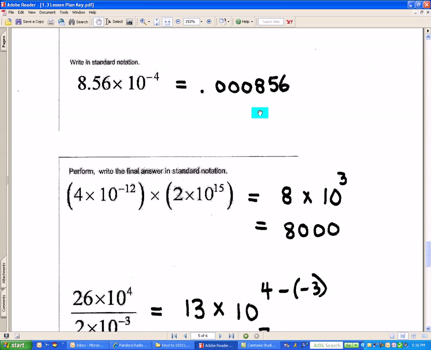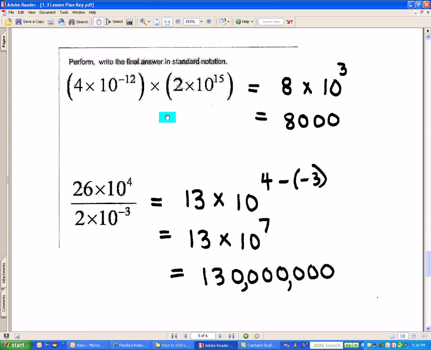0.000856. So a very good rule of thumb, when you're using scientific notation in either direction, when the power on the 10 is negative, you're dealing with a small number in standard notation.